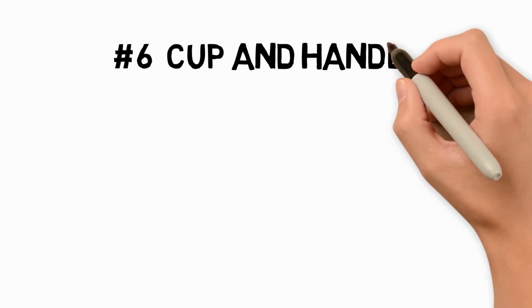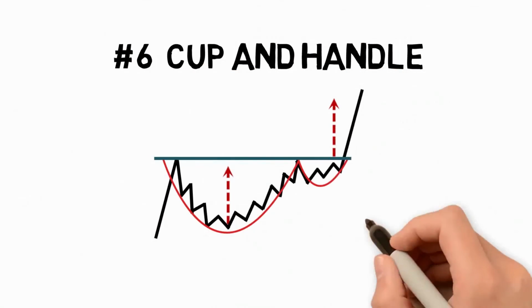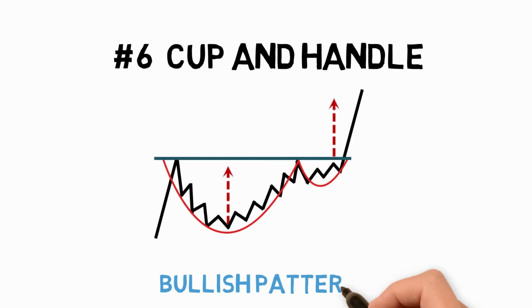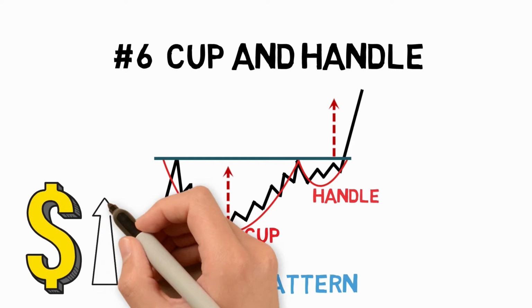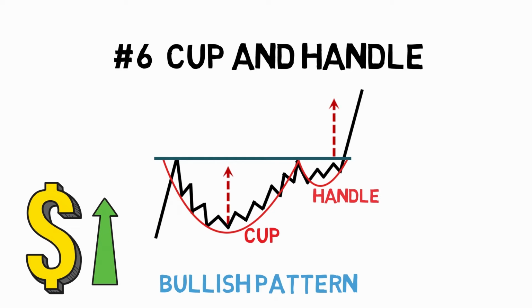Number 6. Cup and handle. Next up, we have the cup and handle, which is a bullish pattern. This pattern resembles a cup and a handle where the cup is in the shape of a soft U, with matching price tops forming the two rims, and the handle has a slight downward drift after the second rim. A cup and handle is considered a bullish signal, extending an overall uptrend as it occurs during a period of consolidation after a price rise.